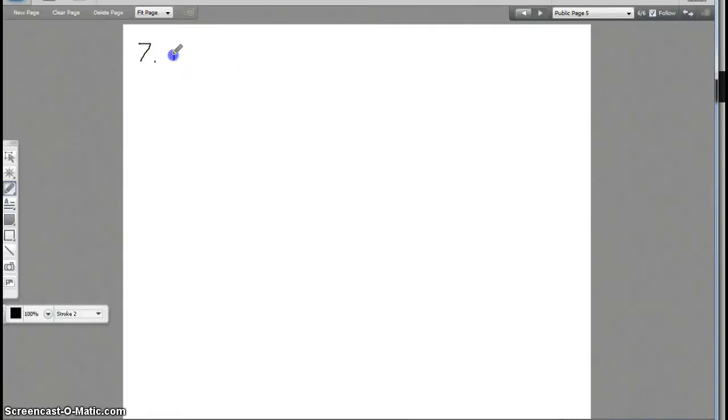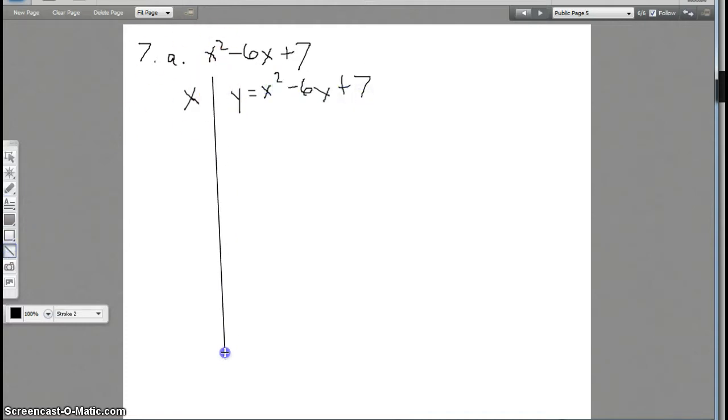So for number 7, part A, the equation we have is x squared minus 6x plus 7. And so what we're going to have to do is do a data table. So we're going to make an xy data table. This is our x, and then our y is x squared minus 6x plus 7. And let me draw my lines.